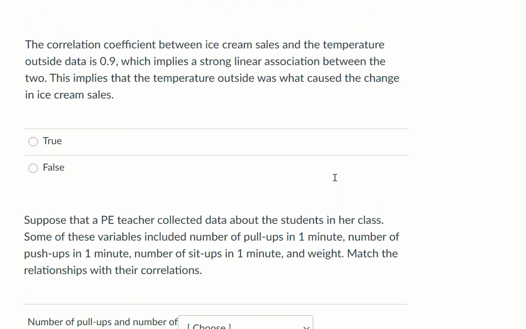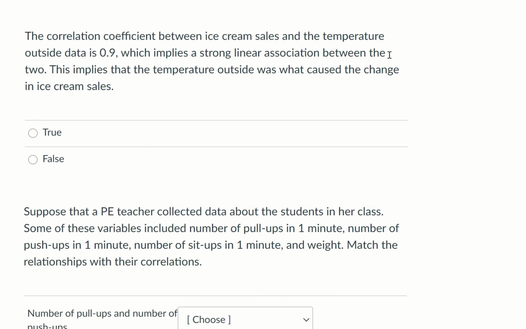Okay, so next question, the correlation coefficient between ice cream sales and the temperature outside data is 0.9, which implies a strong linear association between the two. This implies that the temperature outside was what caused the change in the ice cream sales. So they're saying that yes, the correlation is very strong. So there is a very strong positive relationship between the ice cream sales going up and temperature data going up. So they're saying that if the temperature were to change, it will cause an increase in ice cream sales. And the answer to that is we can't say that for certain.